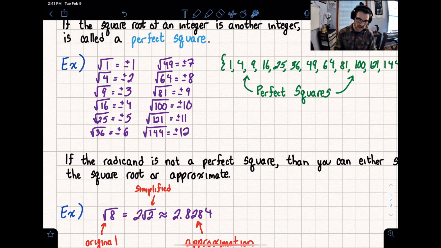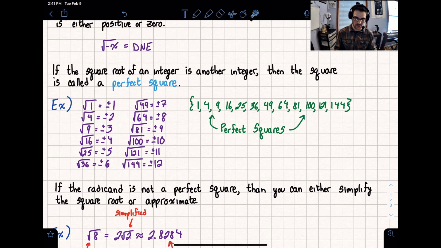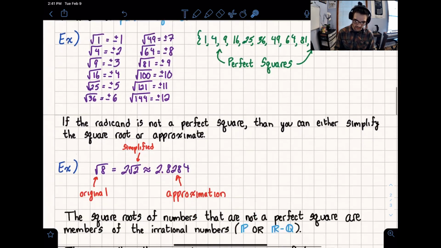So these numbers, this set, I listed them all out in this set over here. These are known as your perfect squares, and that is because when you take the square root of one of these numbers, we are going to get a hard integer out, and we can see for these examples, we get out 1 through 12. There are many more than these. I just listed off the first 12.